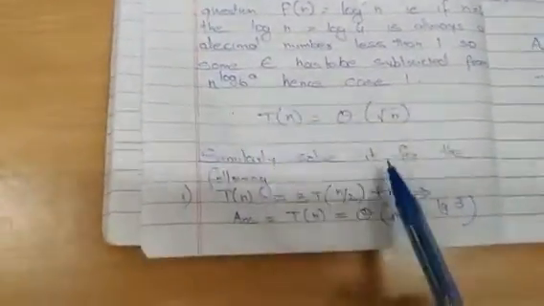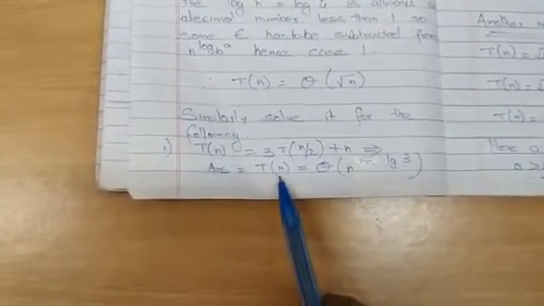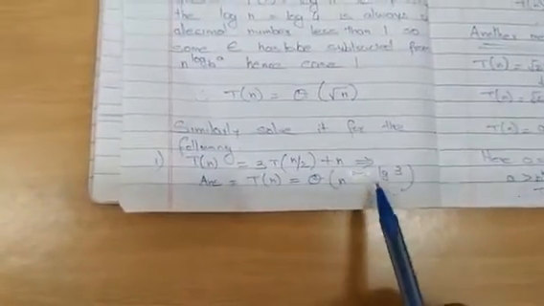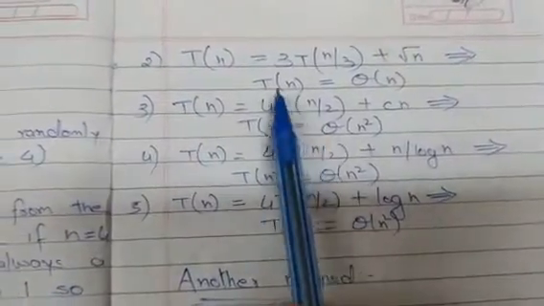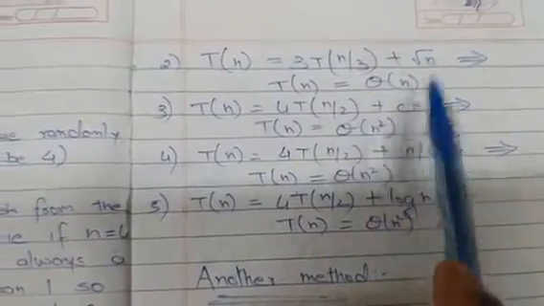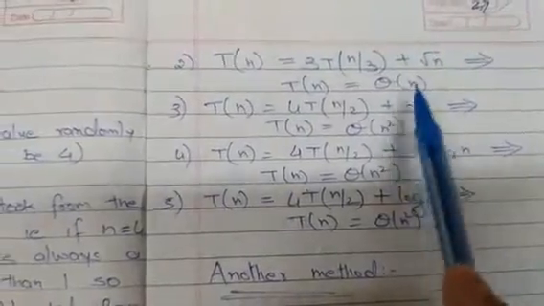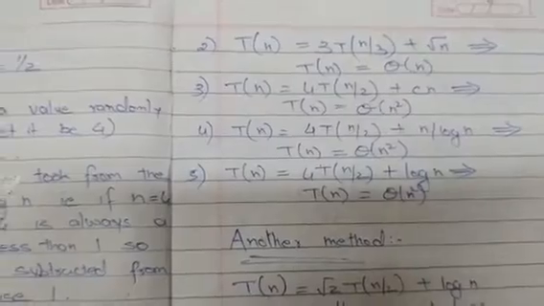Similarly, solve it for the following. I've just given the answers. You can take this equation. The answer is this. You need to find out whether you are getting this answer or not. This is another example: T of n is equal to 3T n by 3 plus root n. The answer is T of n theta n. Just solve it and find out whether you get this value. This is another one, and this is the fifth one.